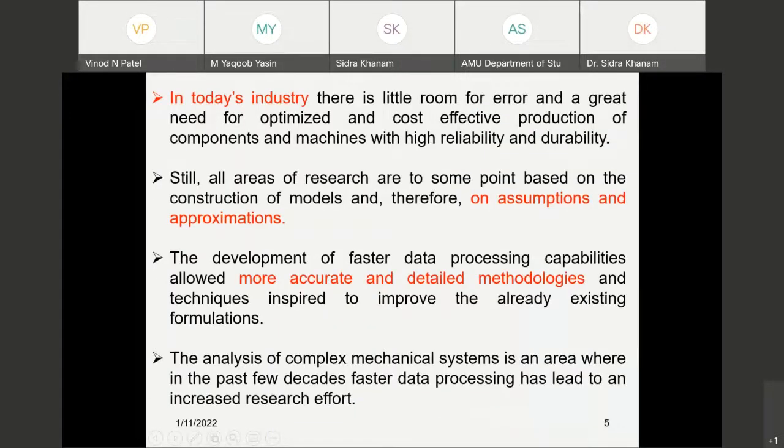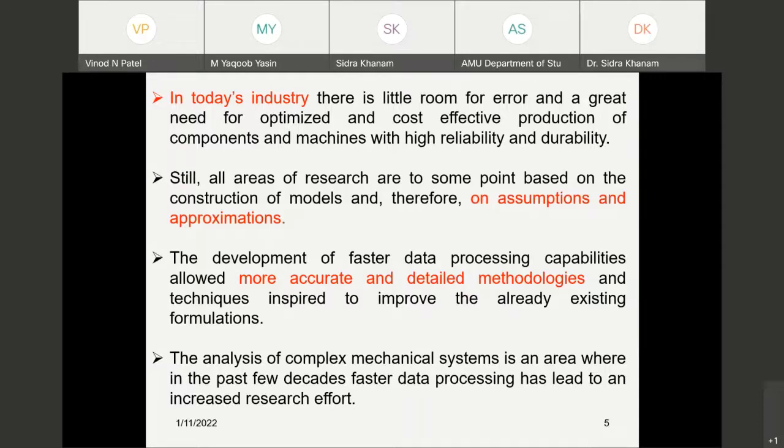In today's industry, as you know, there is very little room for error, and we need optimized and cost-effective production of components, with maximum reliability required, and durability of the component also matters. So here we cannot take any chance, and the trial and error method will not do much. In today's research area, certain models have been developed and dynamic analysis has been done, but still these models are based on certain assumptions and approximations.